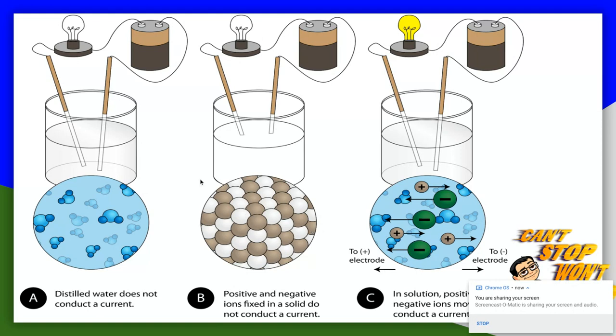Finally, if I dissolve sodium chloride in water, I'll get positive and negative ions. My light bulb will go on, and I can conduct electricity.